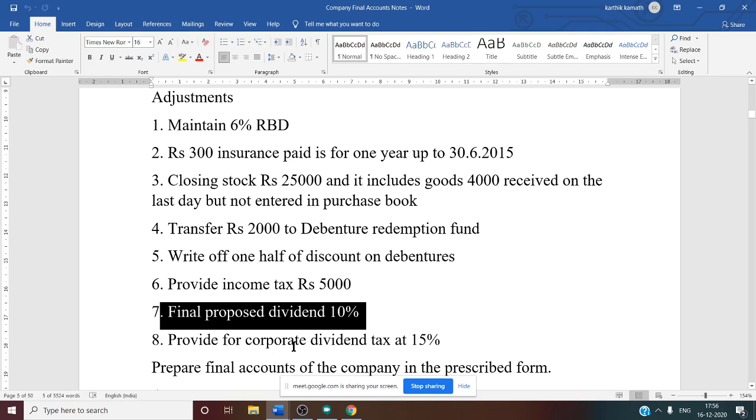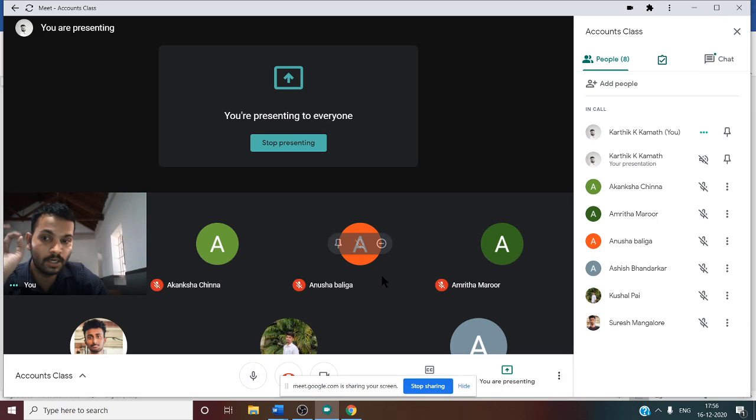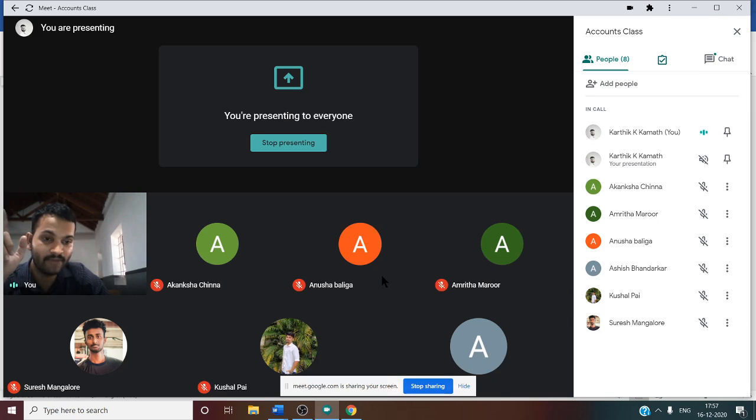Then provide for corporate dividend tax. Corporate dividend tax you have to calculate on the basis of total dividend paid. That is total dividend. Once you get the answer of paid up capital into proposed dividend percentage, then the interim dividend you have to add. Then you will get the total dividend. On that you have to pay corporate dividend tax. There you will show. And one more thing you have to show in short term provision, tax provision. So there you have to show.